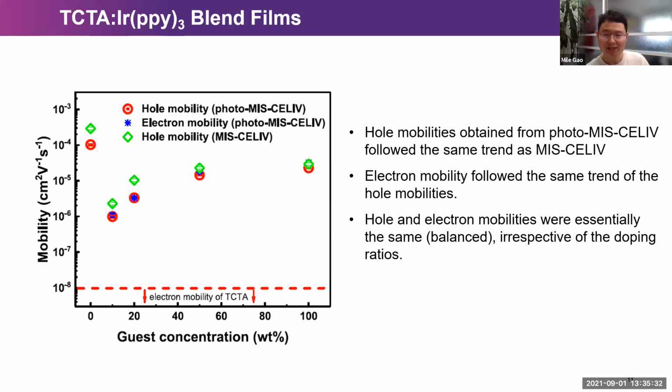The reason for this increase is the formation of RP-based pathways for hole transport and a reduction of the number of hole traps. It is interesting to note that the trend in the electron mobility, which is the blue dots, is almost similar to the trend of the hole mobility, irrespective of the doping ratios.